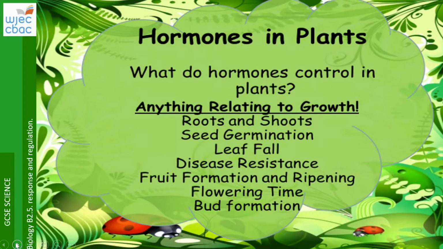So how are these changes in plants controlled? Well, they have hormones too. And what do they control? Well, anything relating to growth. So roots and shoot growth, seed germination, leaf fall, disease resistance, fruit formation and ripening, flowering time, and bud formation.